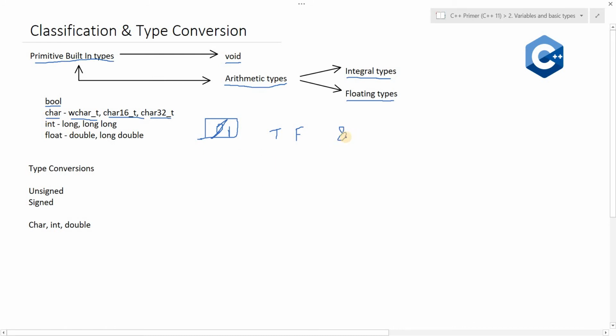Since I'm assuming that you are a bit familiar with computer science, if it's taking 8 bits, then there are a total of 2 to the power 8 possible combinations. So 2 to the power 8 means 256 different combinations. So 256 different values can be stored in character.